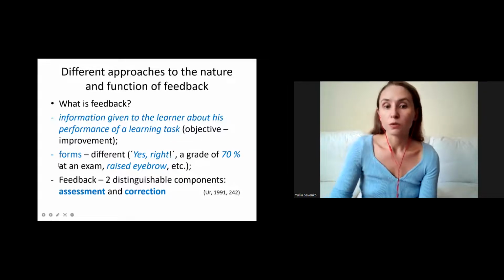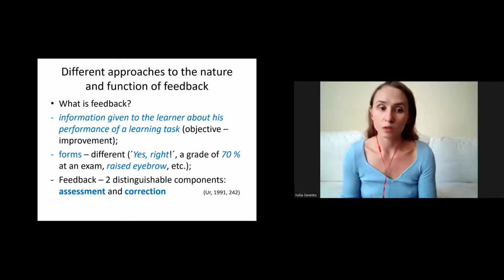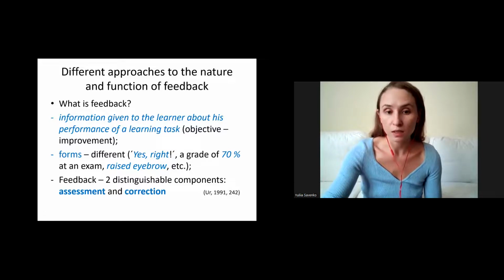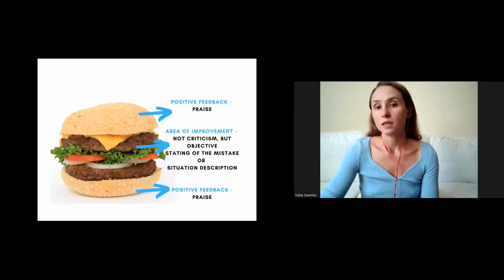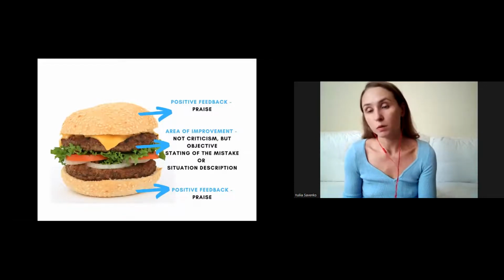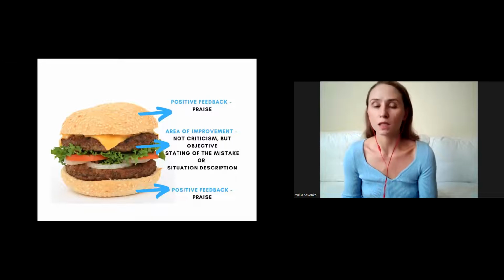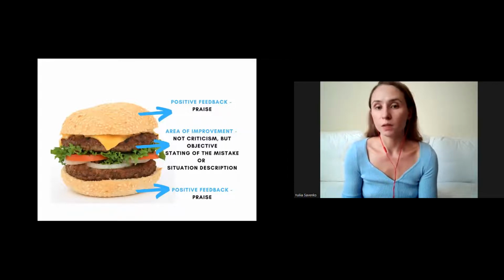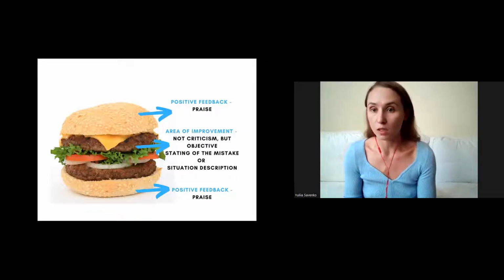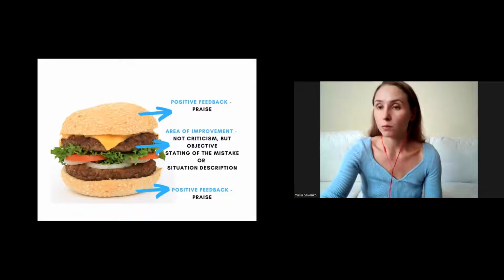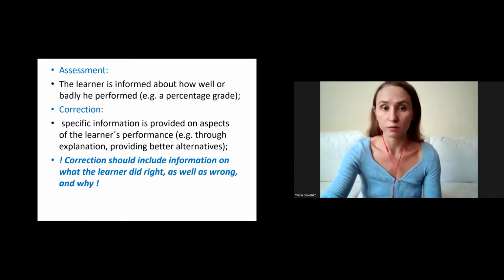And usually there are two distinguishable components of feedback. There are assessment and correction. And just to remind you that feedback consists of three parts. Usually it's something positive. You speak about their progress and you assess their progress. And then the second part is area of improvement. This is where we will use error correction, but not criticism. And then again, positive feedback, something positive about your learner's achievement.